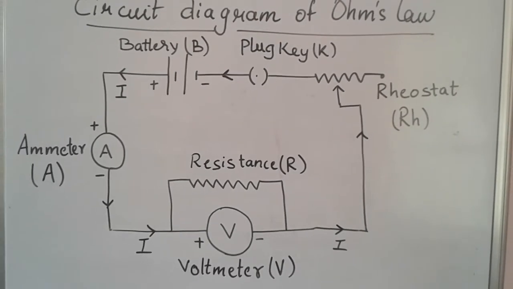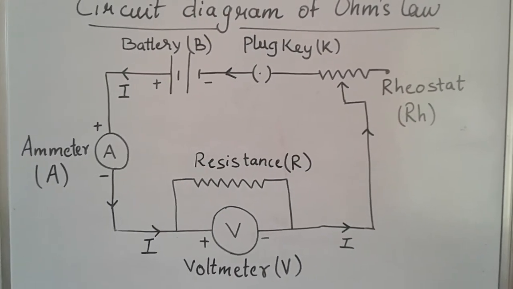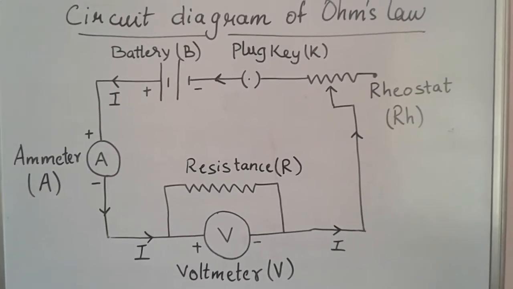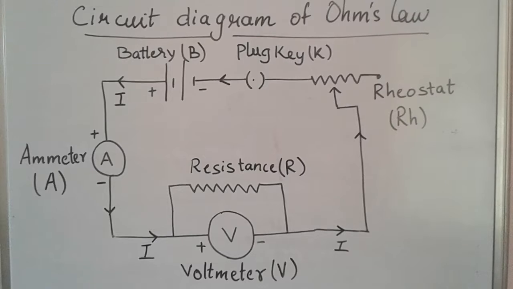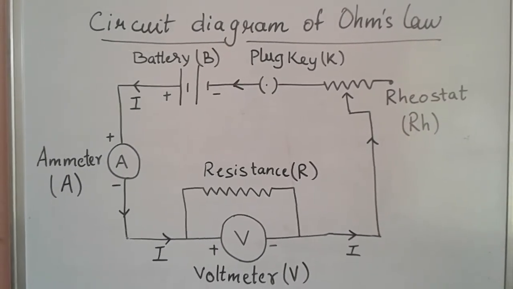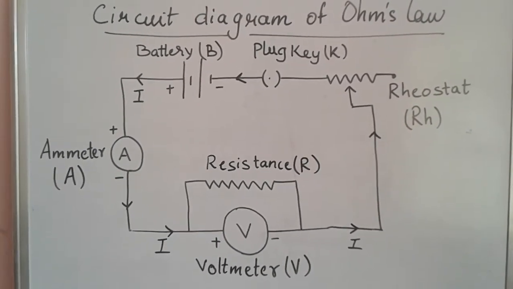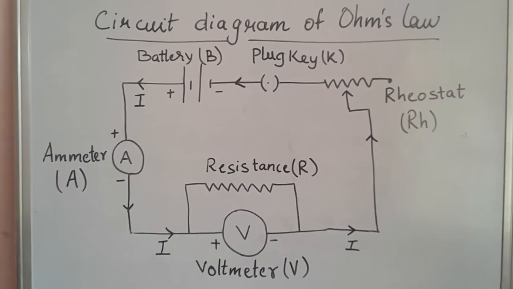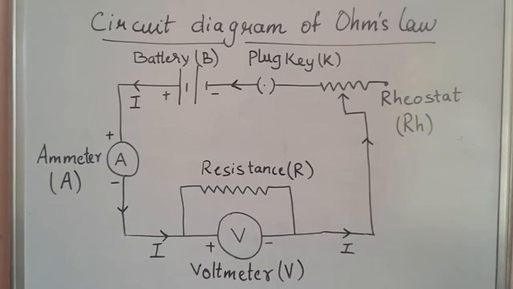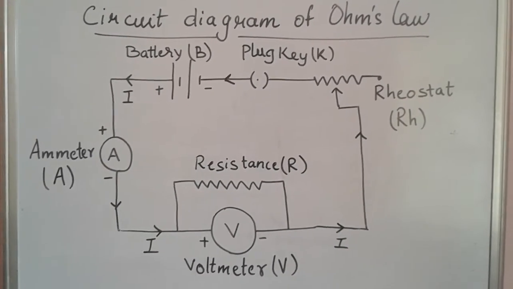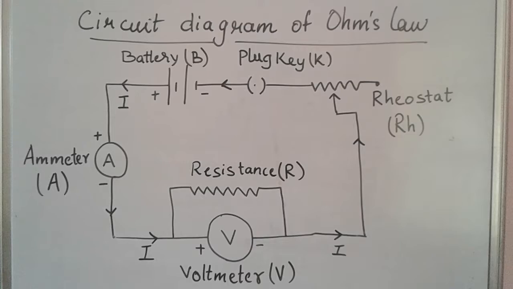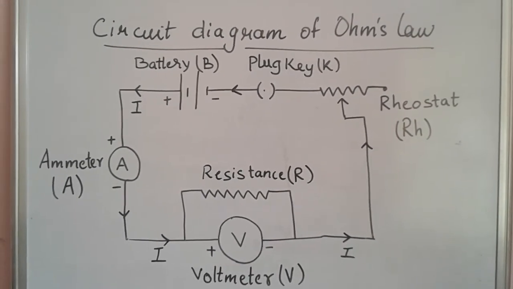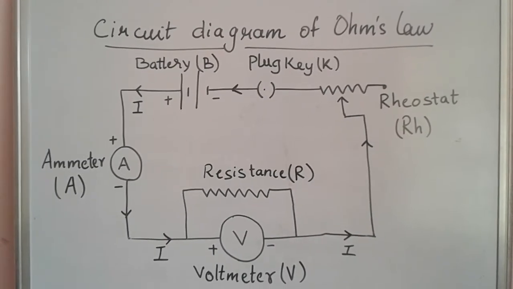Then the ammeter is connected to the voltmeter, which is connected in parallel to the resistance R. Then we have the rheostat, another name for which is variable resistance. And lastly we have the plug key, where a dot is given, which means the key is closed. So children, when the plug key is closed, at that time the arrow should be drawn in the circuit diagram. This arrow tells that the current is flowing through the circuit.